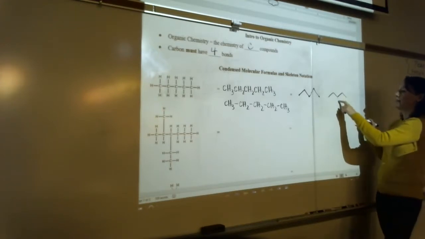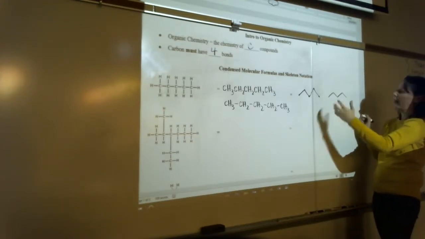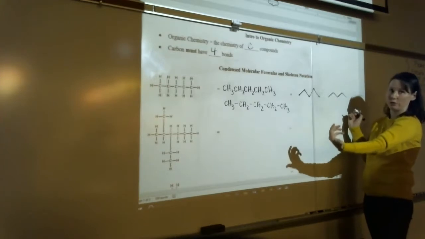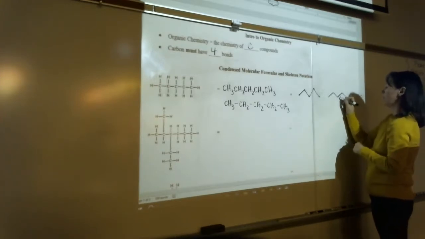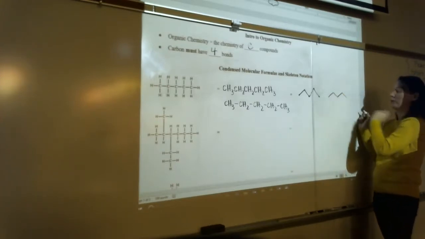So if I said, all right, take this and give me the Lewis structure back, how would you translate this back into a Lewis structure? You just put a carbon on every spot, and then how would you know how many hydrogens to fill in?